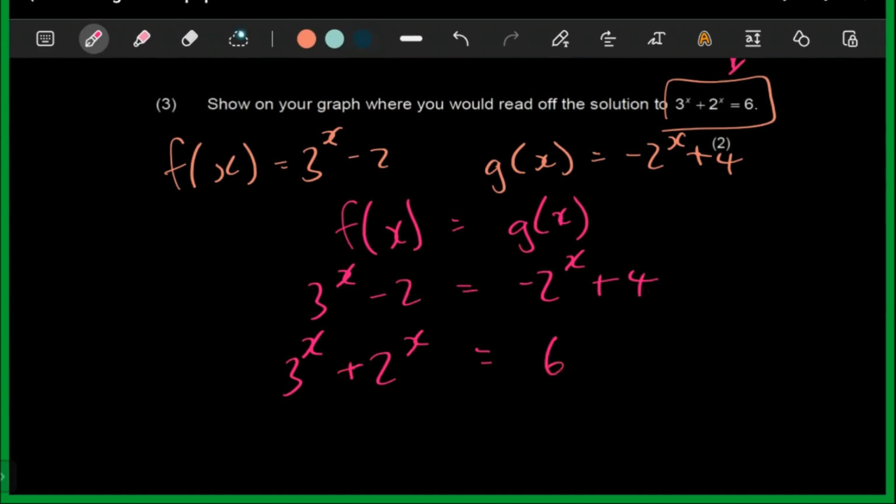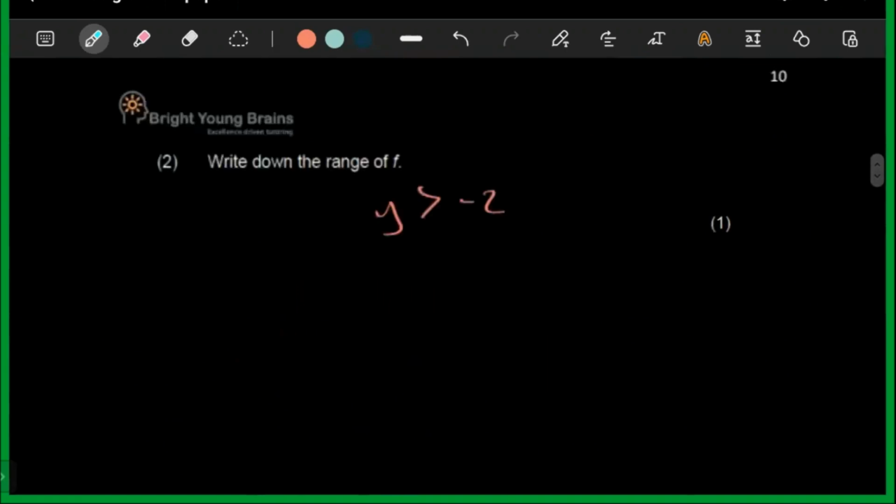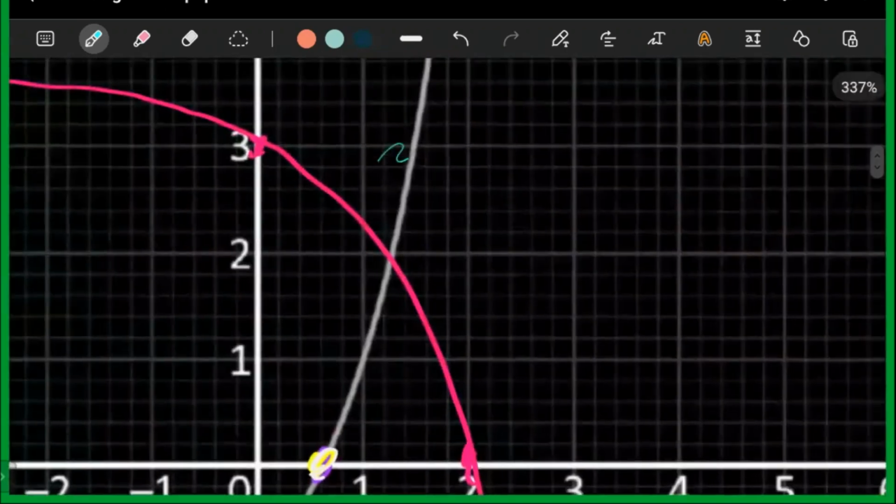So clearly, if you're going to get a solution for this equation, which is what they're asking, if you're going to read it off the graph, you have to just read where the graphs meet each other. So it says show on your graph where you would read off the solution. So on your graph, you would read off that solution at this point here, you see?